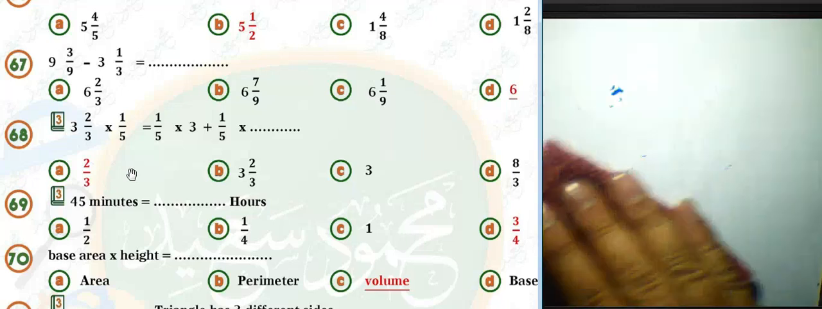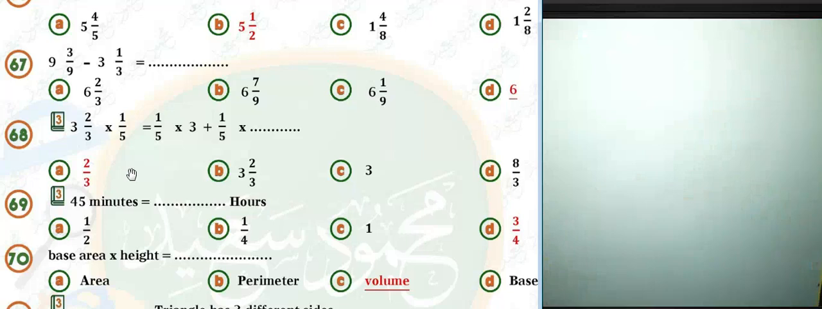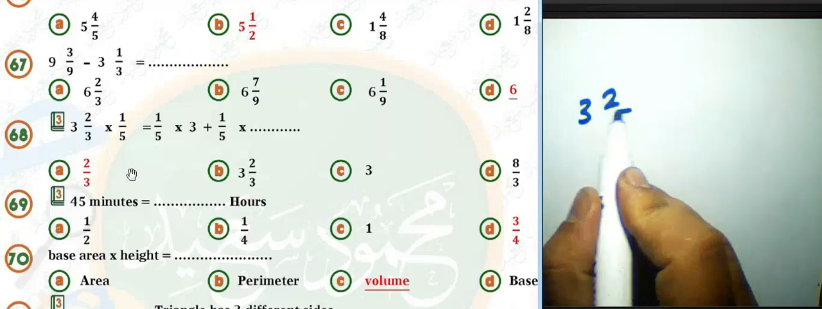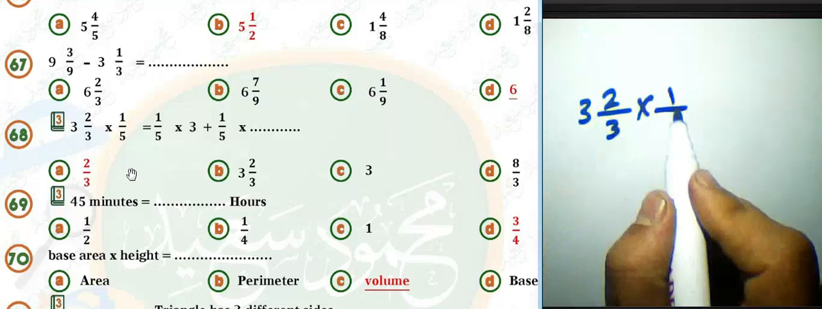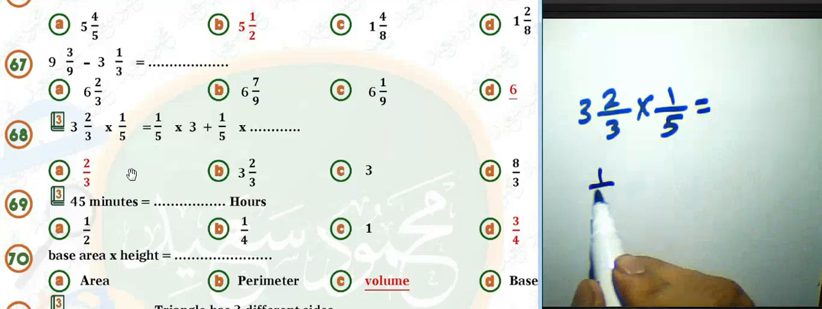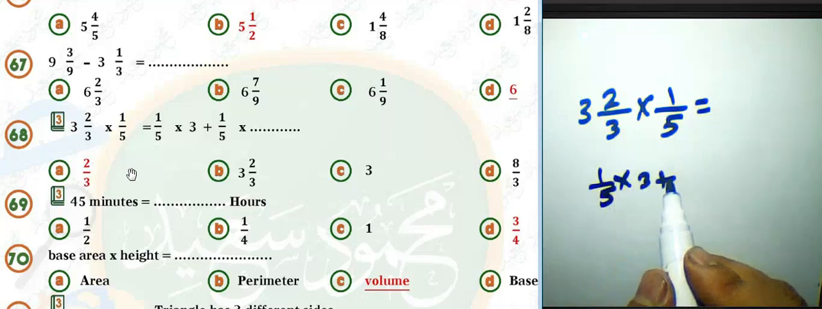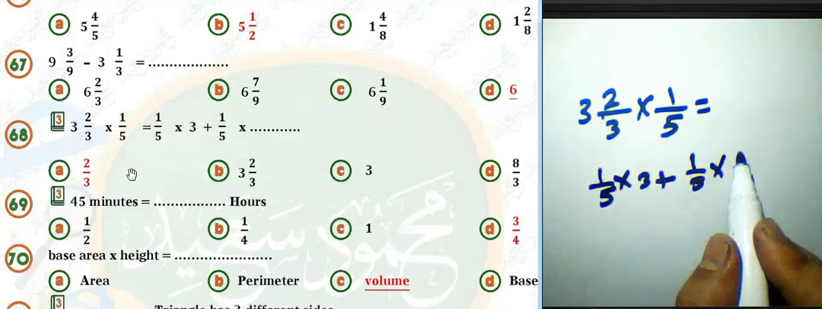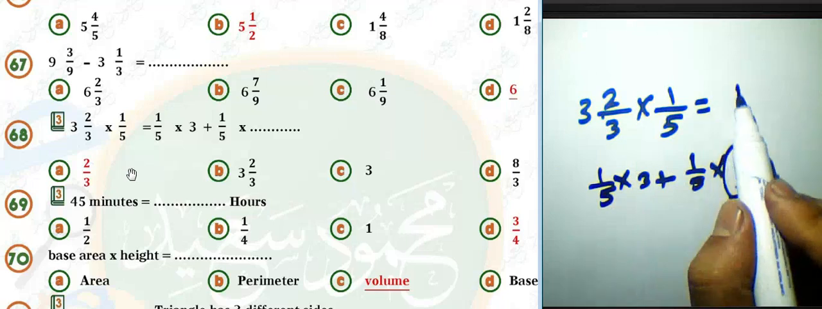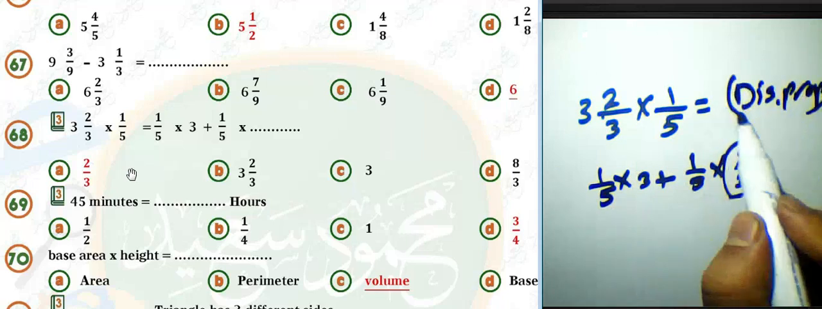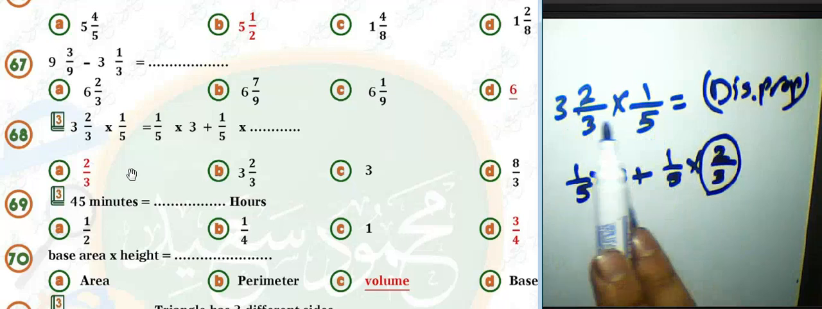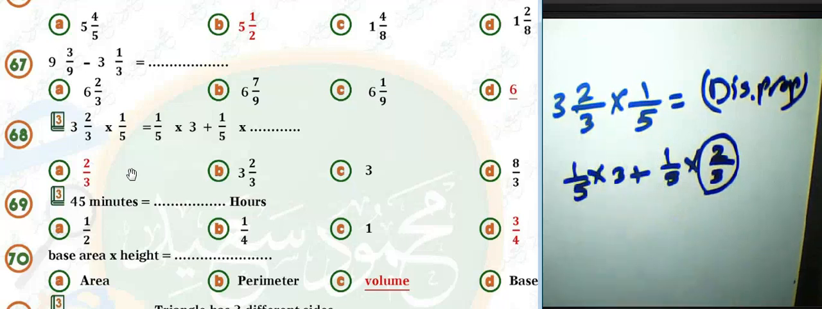3 and 2 over 3 multiply 1 over 5 equal 1 over 5 multiply 3 plus 1 over 5 multiply what? We use the distributive property to find the result. 3 and 2 over 3 multiply 1 over 5 equal 1 over 5 multiplied by 3 plus 1 over 5 multiplied by 2 over 3. So we must write here 2 over 3 in this space using the distributive property. Okay, do you know distributive property? It means multiplication of that number by 3 and multiplication of one fifth by 2 over 3 to find the result.